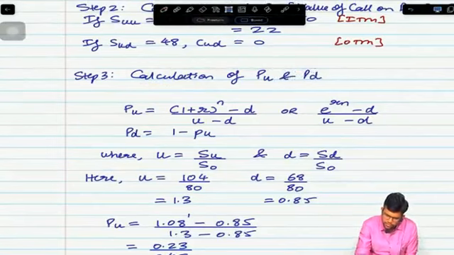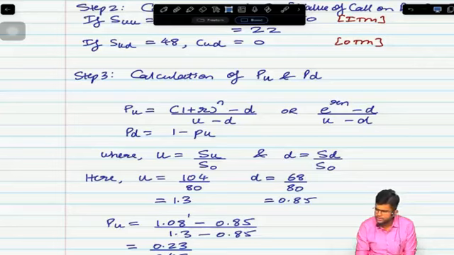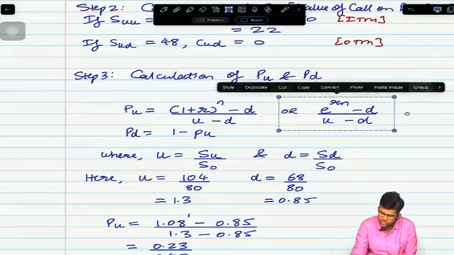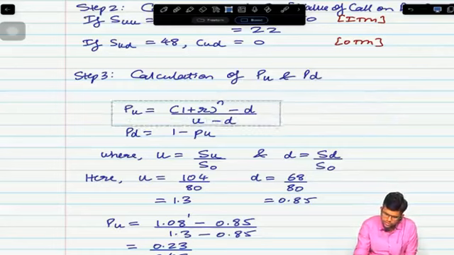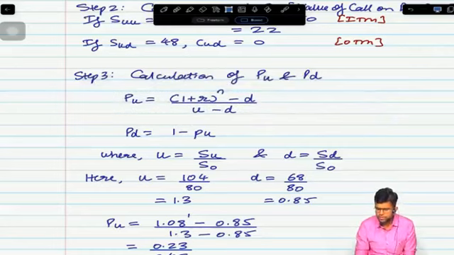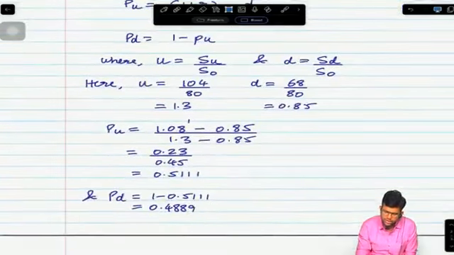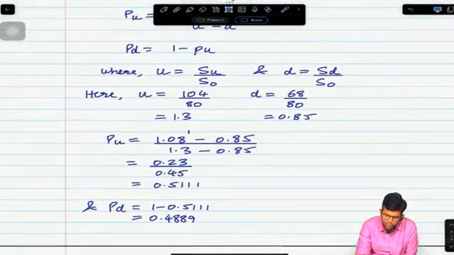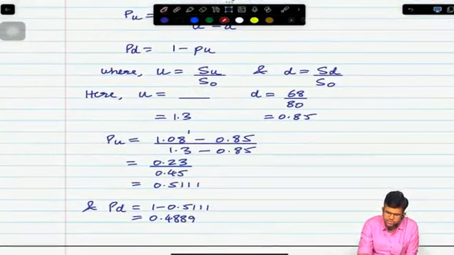Okay. So PU is equal to, have they given any hint about e raised to something? No, forget it then. So PU is equal to (1 plus R) raised to n minus d, the whole upon u minus d. PD is equal to 1 minus PU, where u is equal to... Let's start getting me u, please. Everyone get me the u. Come on. U is what minus what?